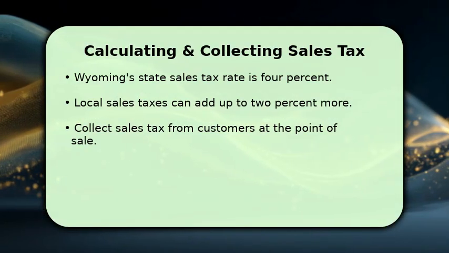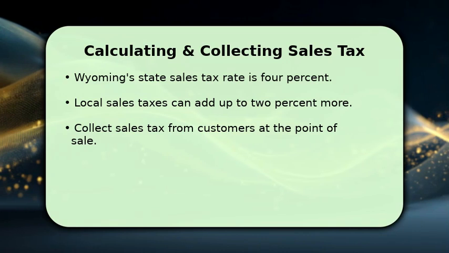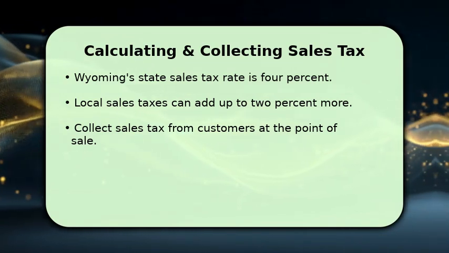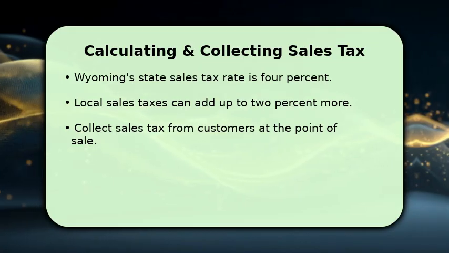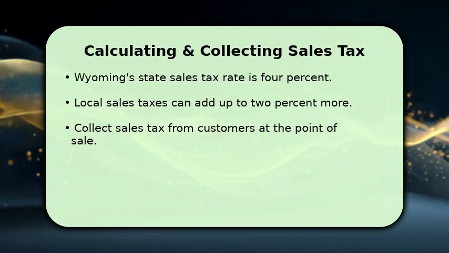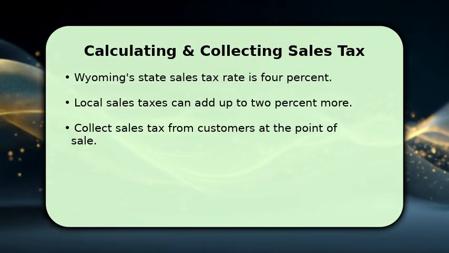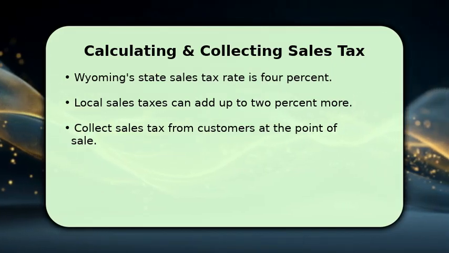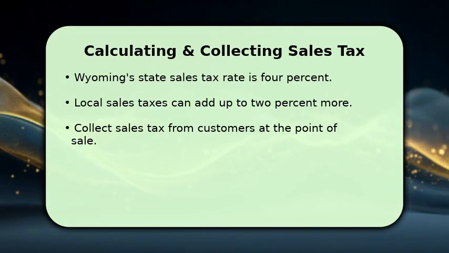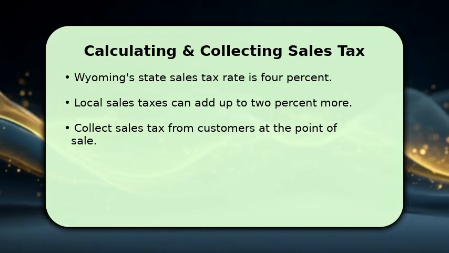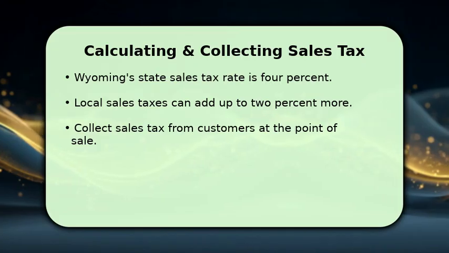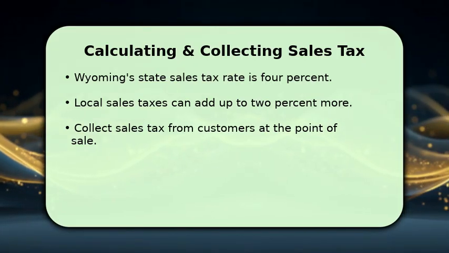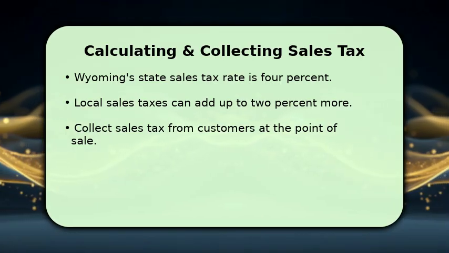Now, let's talk about calculating and collecting sales tax. Wyoming has a state sales tax rate of 4%. However, it is important to remember that local jurisdictions can add up to an additional 2%, bringing the total to 6% in some areas. You are responsible for collecting this tax from your customers at the time of sale. Maintaining accurate and detailed records of all transactions and collected taxes is absolutely essential for proper reporting.